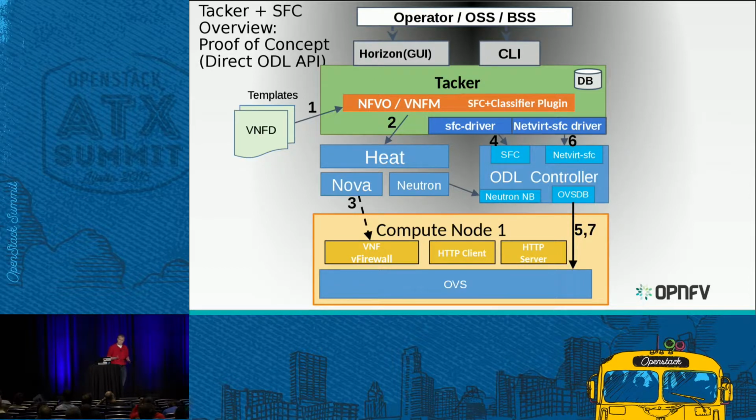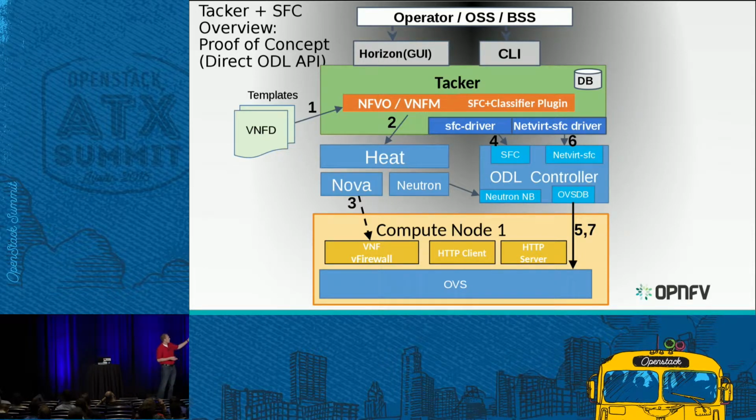And so this is just an architectural overview of what we just talked about. The numbers there correspond to those different pieces of the workflow on the previous slide. But you can see up at the top, there's Tacker. On the left-hand side, it has its VNF Manager extension. On the right-hand side is the service function chaining and classifier extension and plugin. It's using its own database. It has its own drivers to talk to SFC and NetVirt SFC.